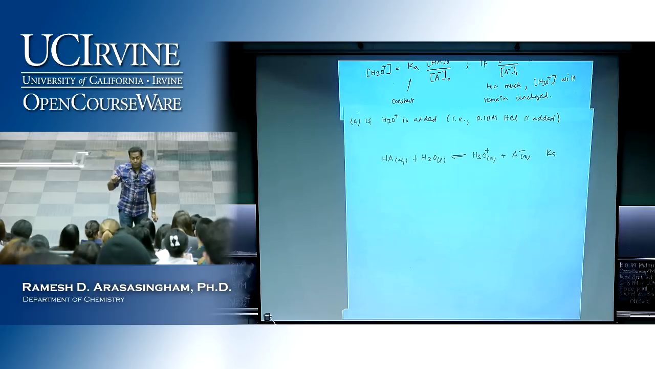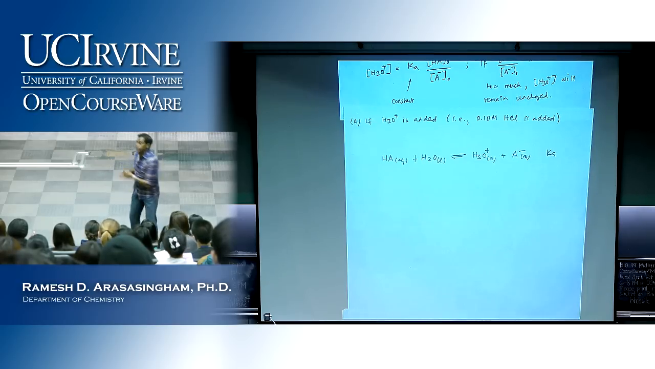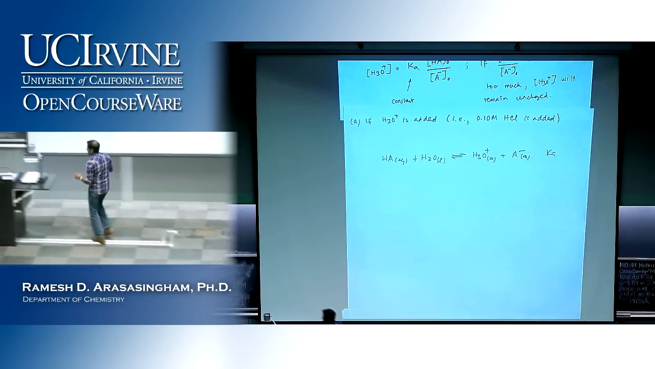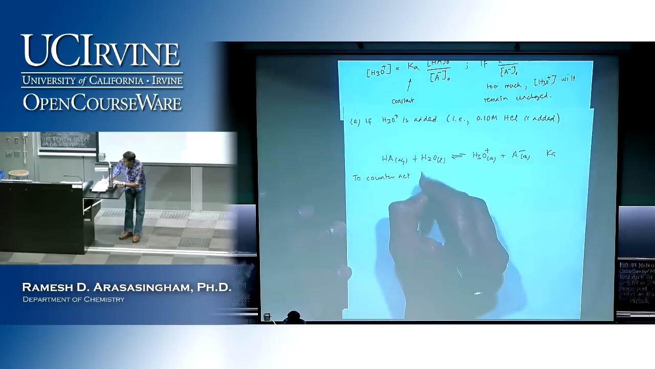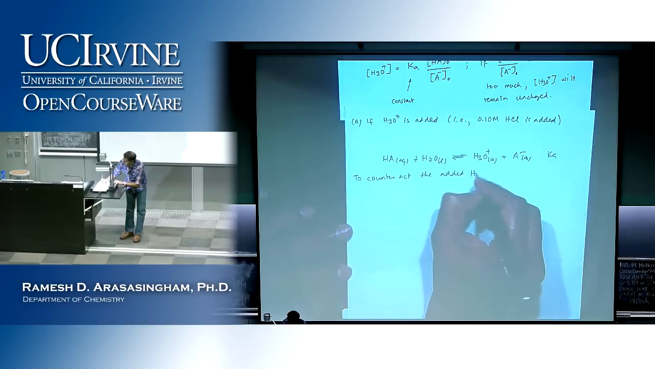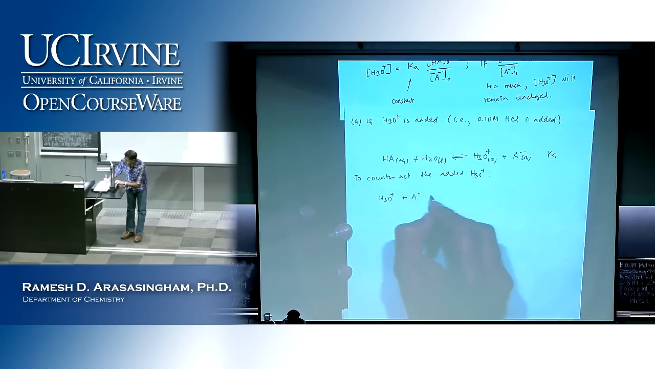So what happens to that equilibrium? Is there a common ion there? Is hydronium ion already in the equilibrium? If I'm adding more hydronium ion, I've disturbed it. So now Le Chatelier's principle is going to jump in and counteract that stress. To counteract the added hydronium ion, the hydronium ion plus A minus will react to give you HA plus H2O.